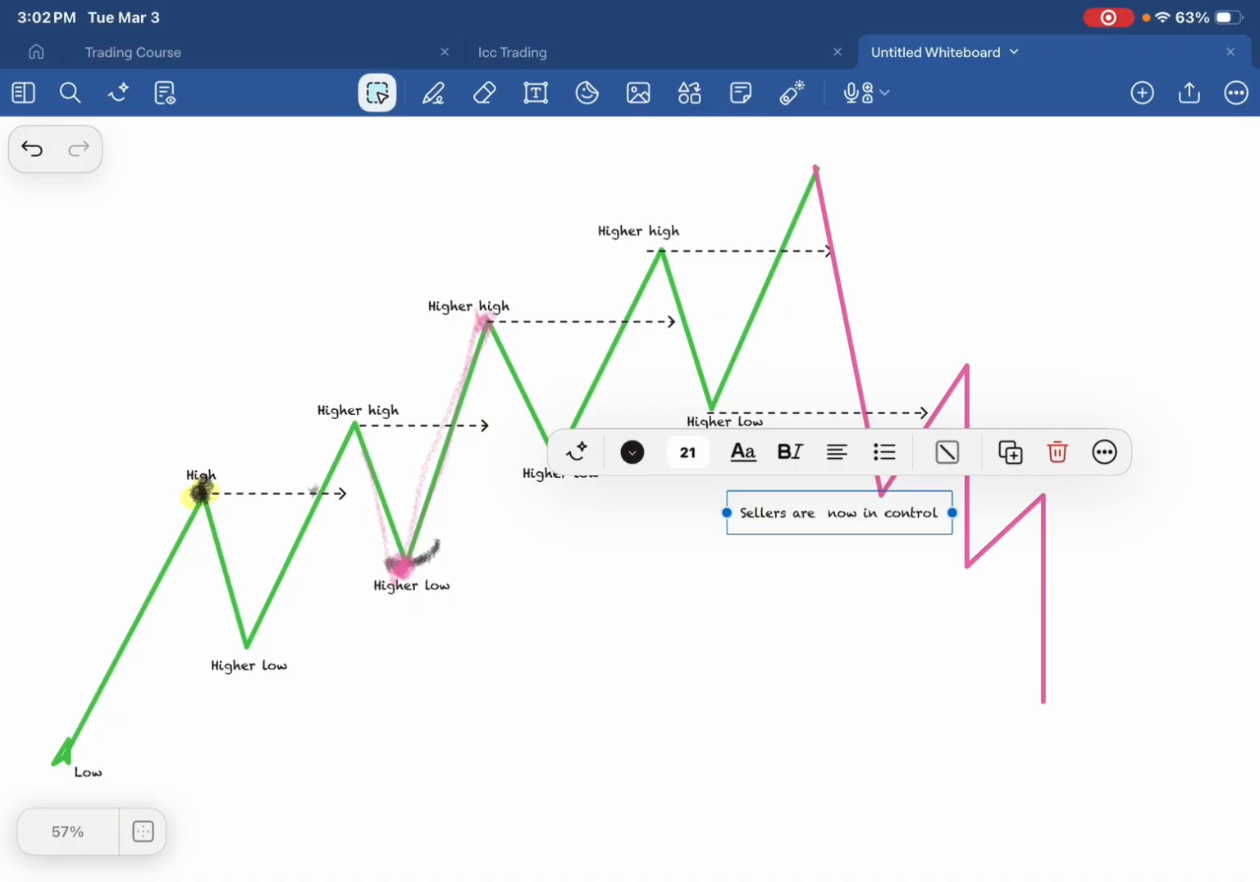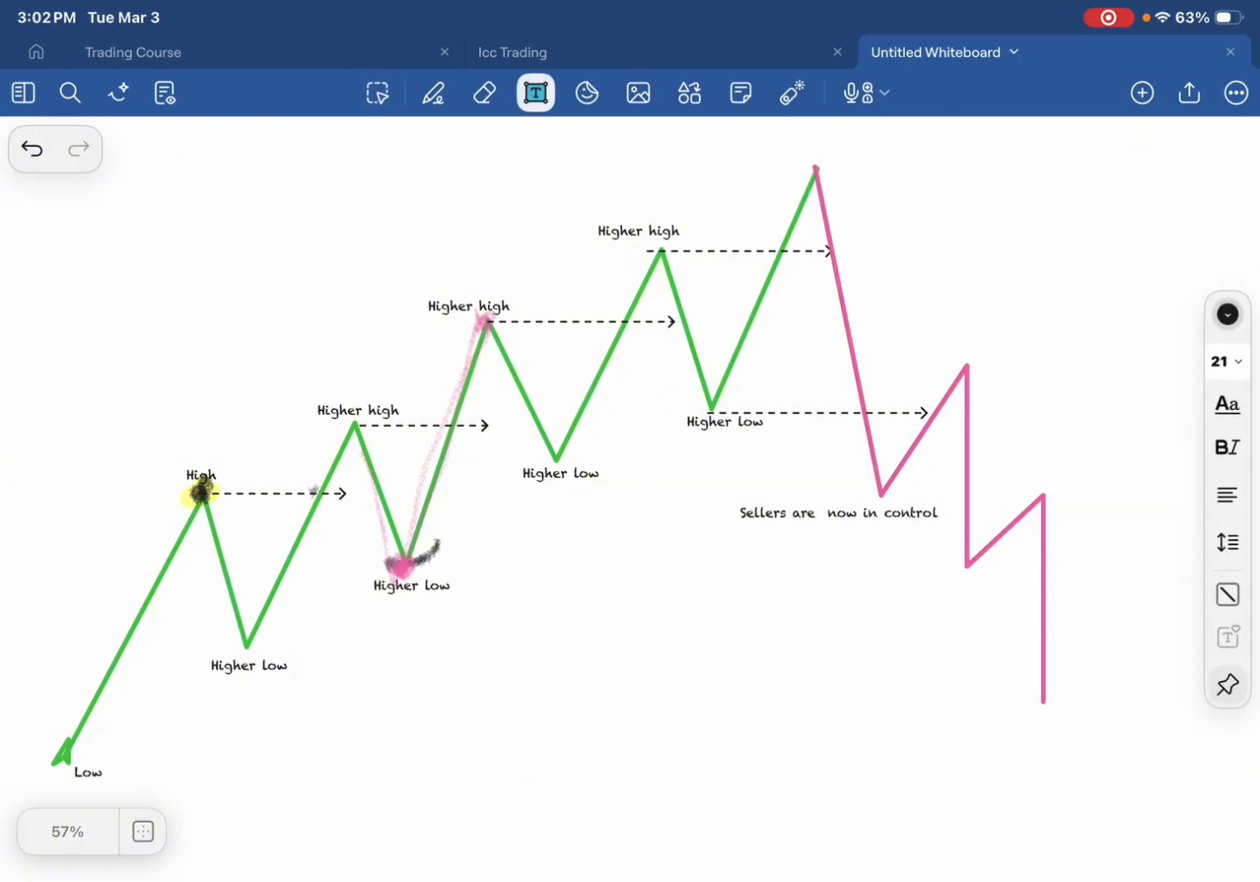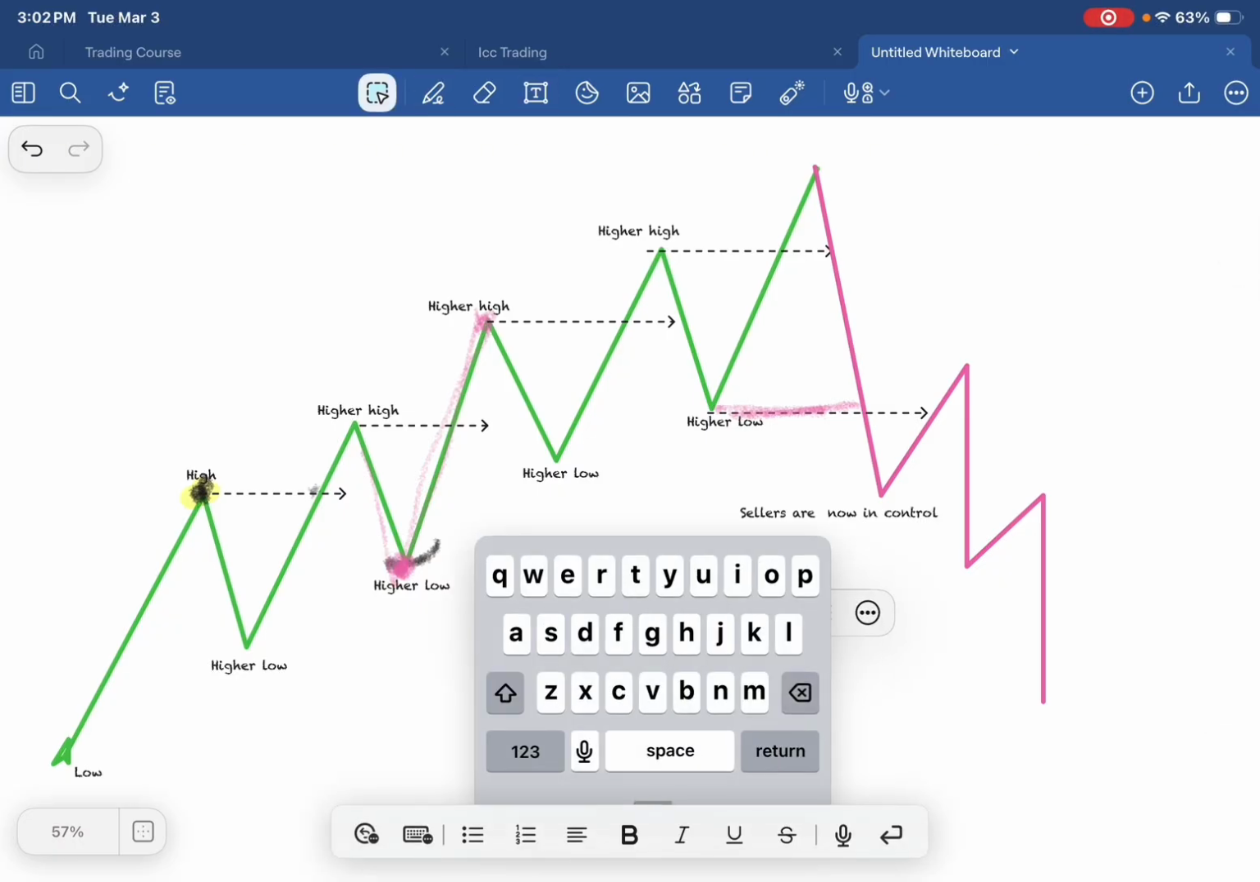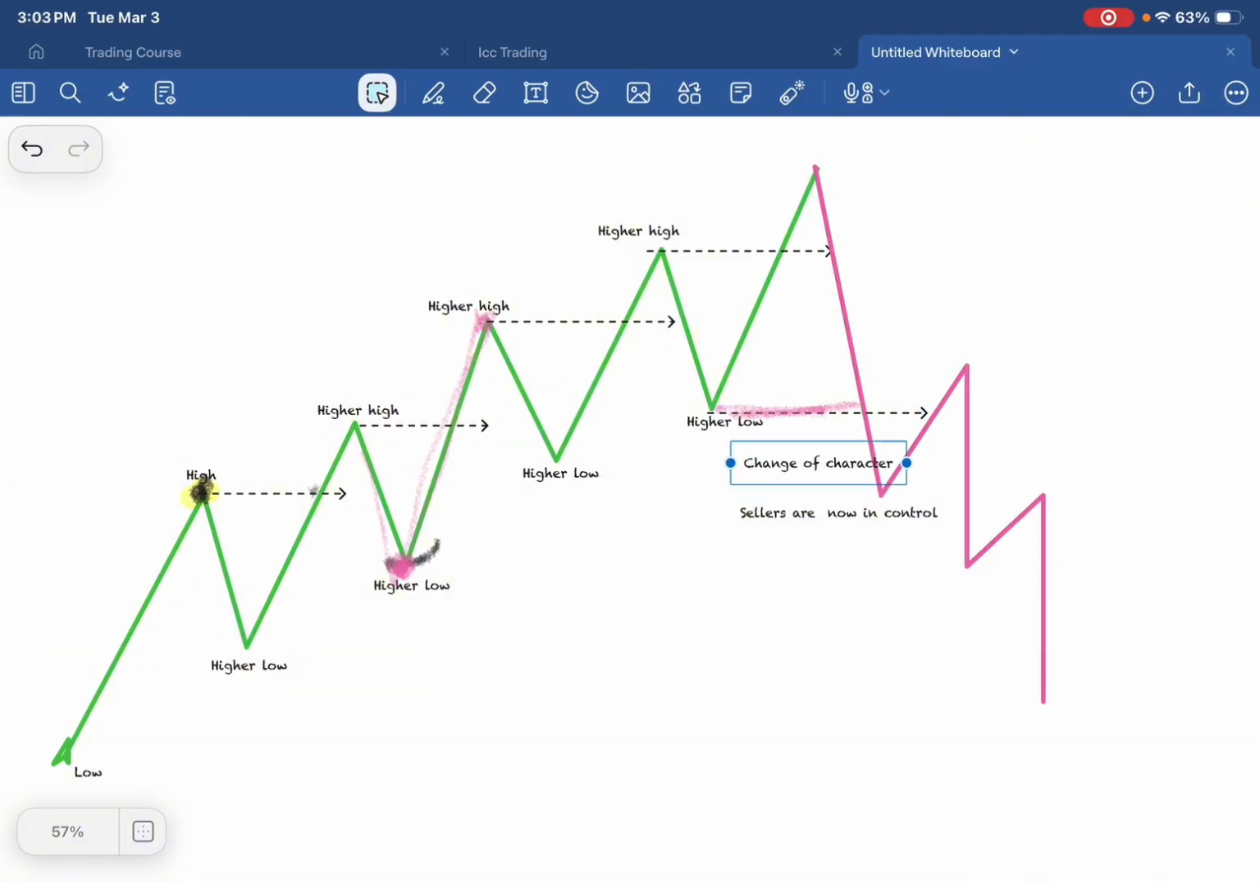And what happens right here, this break line that I have right over here, this is called a change of character. A change of character.